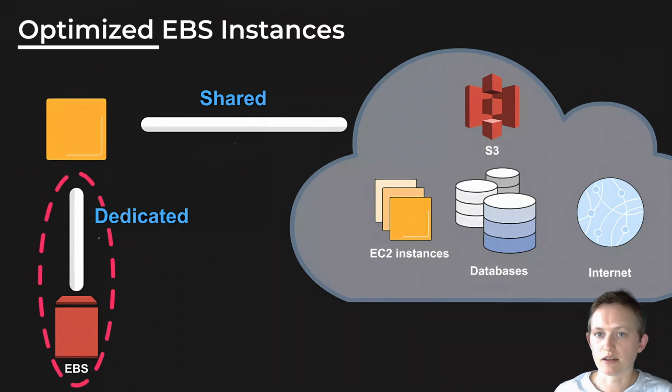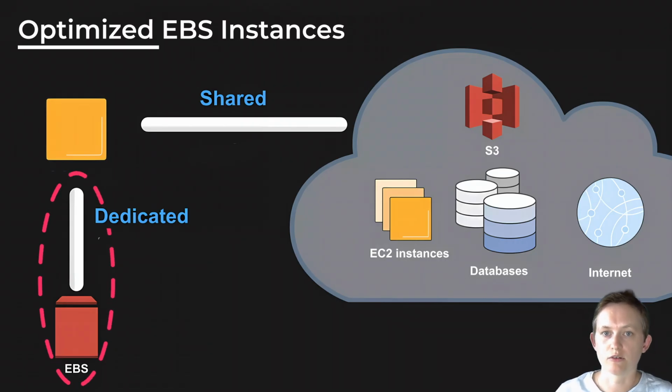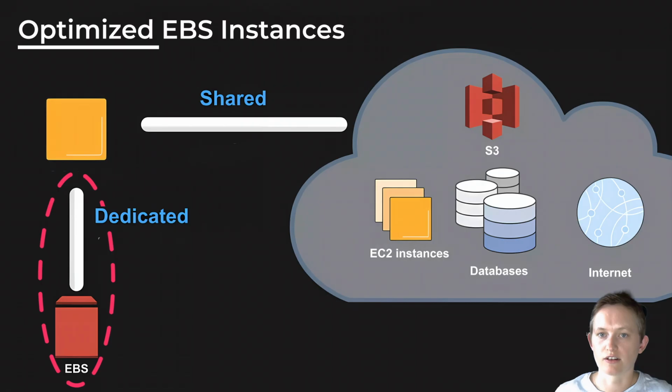So for example, if you're running a database on your EC2 instance, and this database is constantly reading from and writing to the EBS volume, what you'd want to do is ensure that the network path between your instance and volume is not congested by other network traffic, like data being sent to and from your application over the internet.